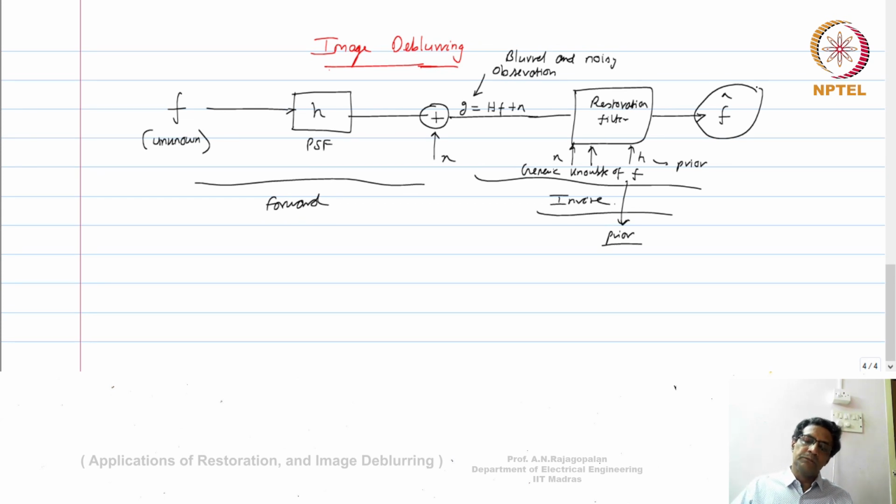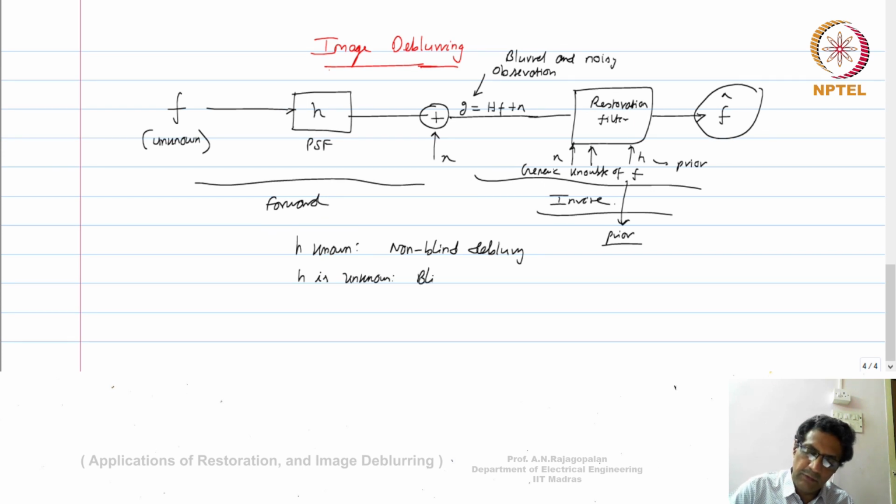Now when we talk about deblurring, when H is known, if H is completely known, which in some cases may be possible, we call it a non-blind deblurring problem. And when H is not known, H is unknown, we call it blind deblurring. So in this course, we'll only be doing NBD, which is non-blind deblurring. We'll assume that we know H.